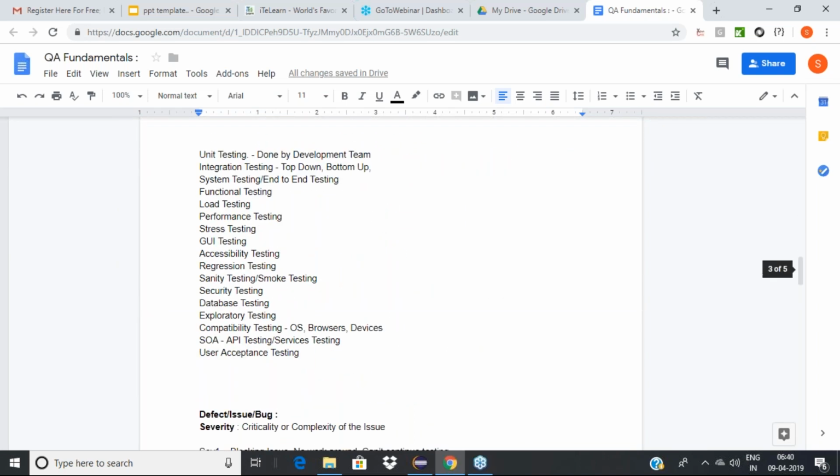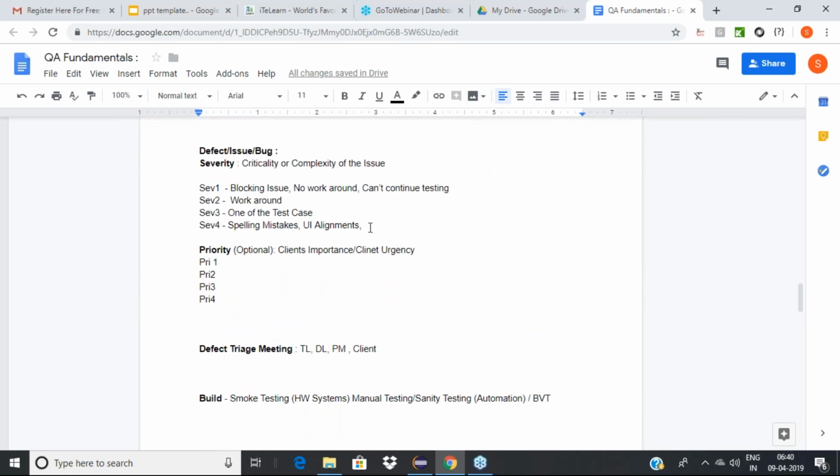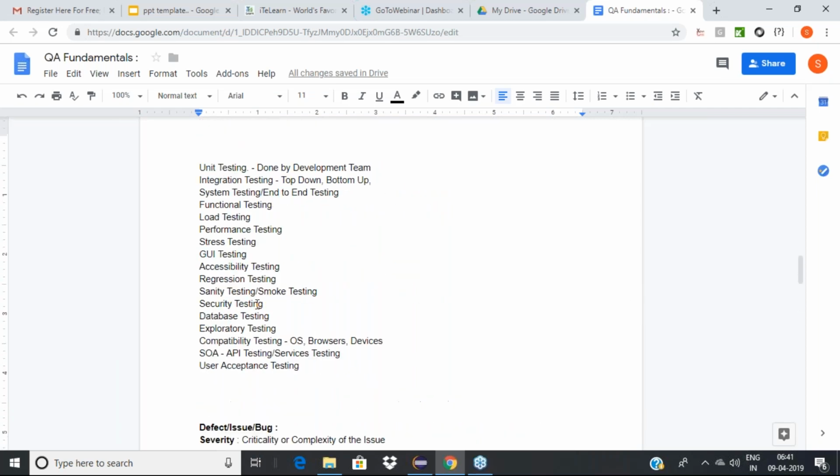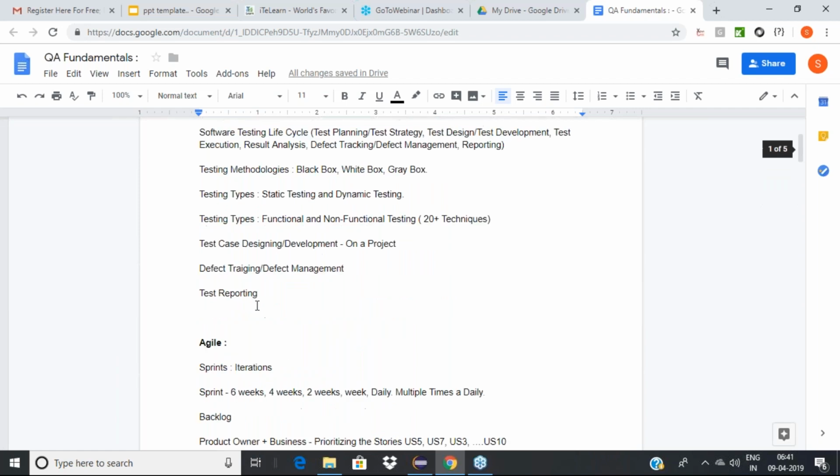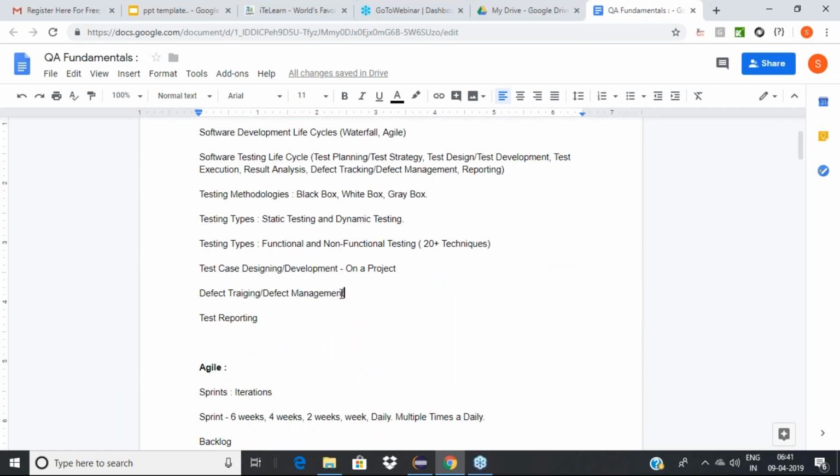If it is a defect, then what is the severity of it? We are going to talk about all these things in detail. Is it a severity 1 or 2 or 3 or 4 issue? And what is the priority of this issue? How urgently is it required by the client? Is it very urgent, or can it wait for the next sprint or next iteration? All this is going to be discussed during defect triaging or defect management. And based on the priority, they will go about fixing it.